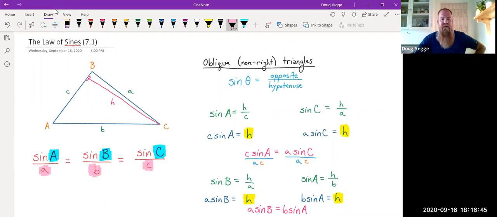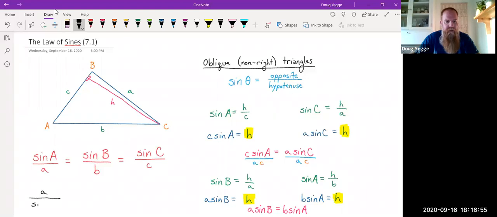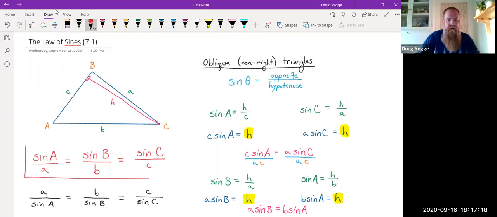Now, some textbooks write this a little differently, as the reciprocal. So you could also write this as A over sine of angle A is equal to B over sine of angle B, which is equal to side C over sine of angle C. Both of these are equivalent to each other, but the one that we're typically going to use is the law of sines that relates all 6 pieces of my triangle.